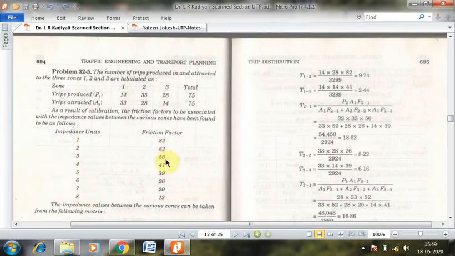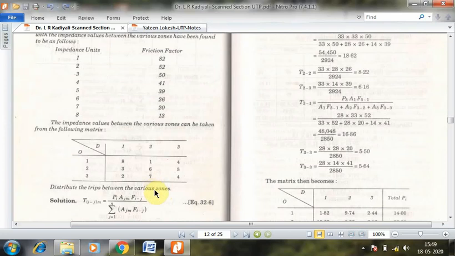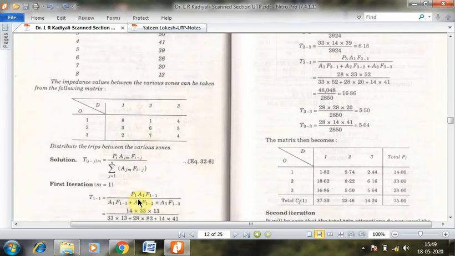Accordingly you will be having the respective friction factors. To do the calculation, these impedance units in the OD matrix need to be considered. Accordingly the friction factor needs to be selected, substituted in the equation, and then the solutions are to be brought out. Okay, now let's begin solving the problem.